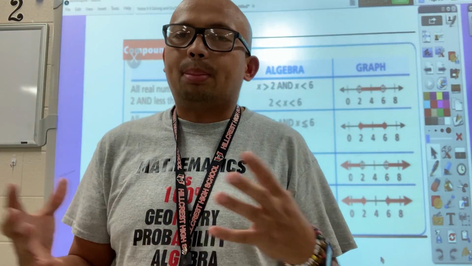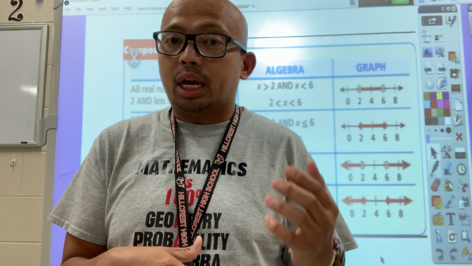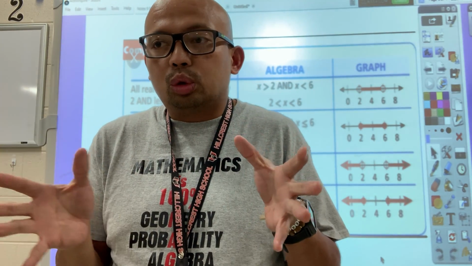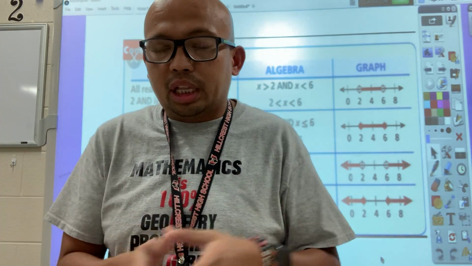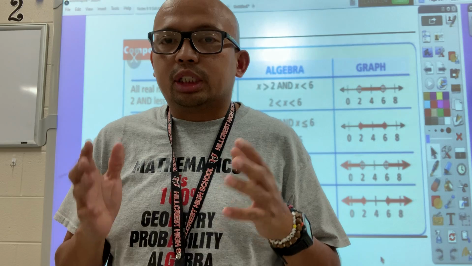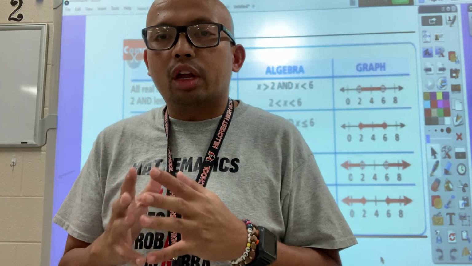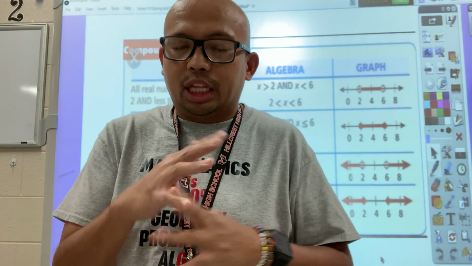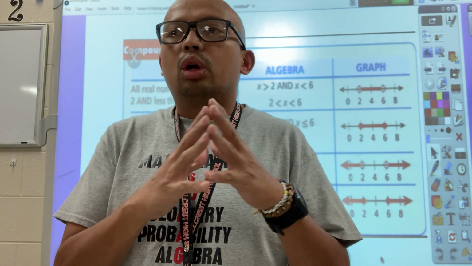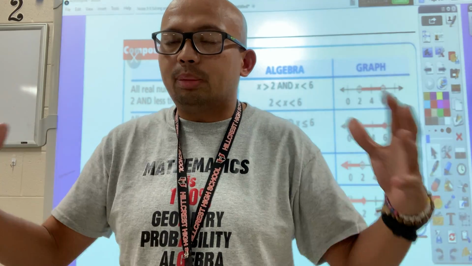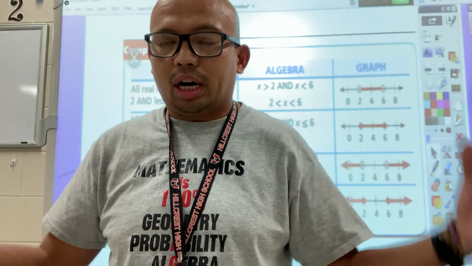Okay, so what happens when we combine them? This is where the problem is divided into two concepts in math: the union and the intersection, or the and and the or. Just remember this: when you have an and, you're looking for the commonality, the intersection of the two inequalities. When you have or, you combine them, you put them together, and that's the entire answer.